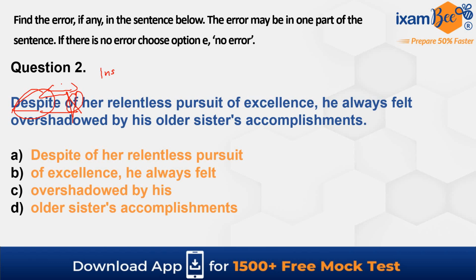This error occurs because with in spite we use of, so it sounds like with despite we also need to use of. But no. In spite of is correct, but despite of is incorrect. We only say despite. Hence, your A contains the error and A will be your answer.